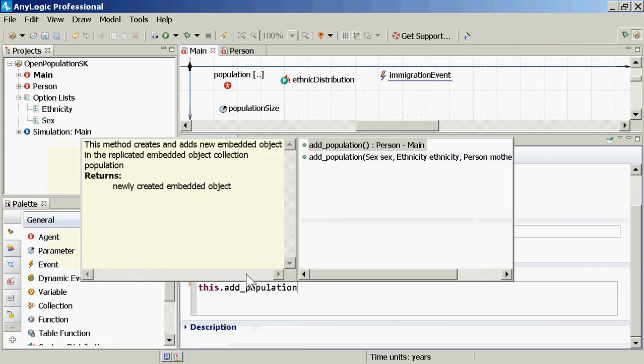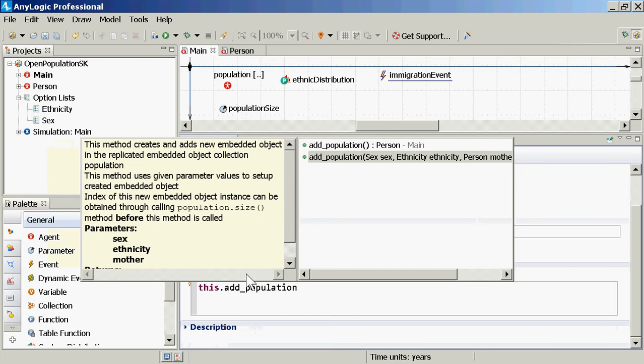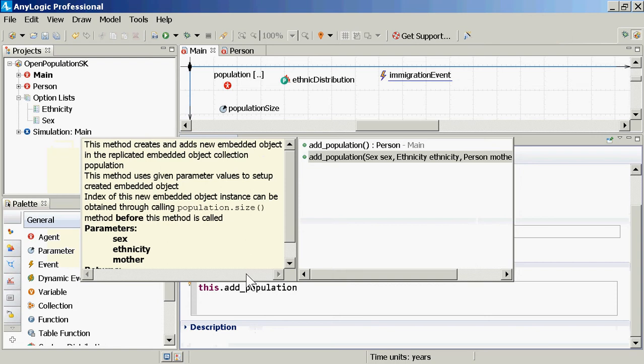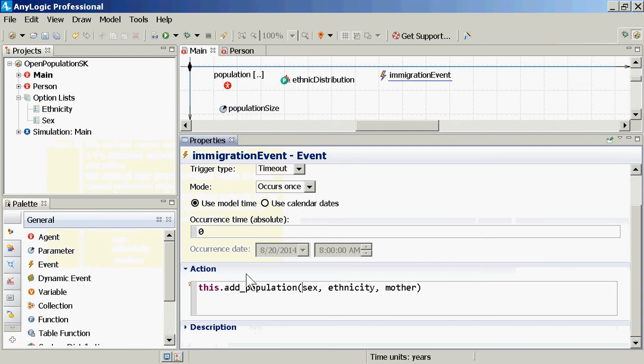And then you can either specify the sex, ethnicity, and all the parameters for the person coming in, or you can just use the default values. Now, if your population was called pop, you would do add underbar pop. I'm going to do add underbar population, and I'm going to specify their sex. How would I specify a randomly drawn value from sex? Can someone say? From sex.values. Good. Okay. For the ethnicity, suppose I want to draw it from our ethnic distribution.